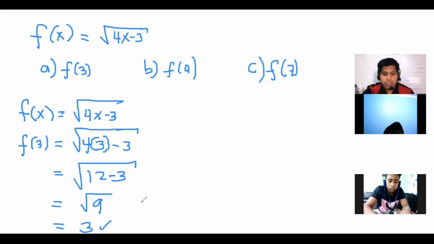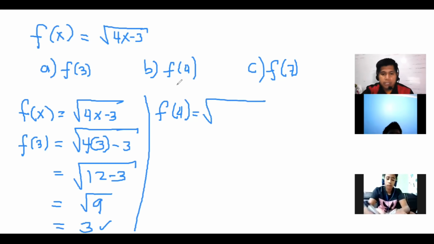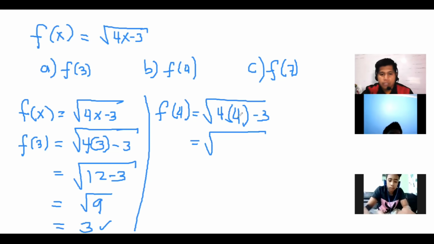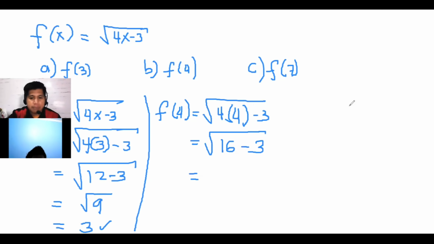Now let's have your letter B solution. This time we're going to substitute f of 4 into our function. So all your x's here will be changed to 4. That's the square root of 4 times 4 minus 3. Now we're going to simplify our equation. 4 times 4 will give us 16, minus 3. Then what is 16 minus 3, children?